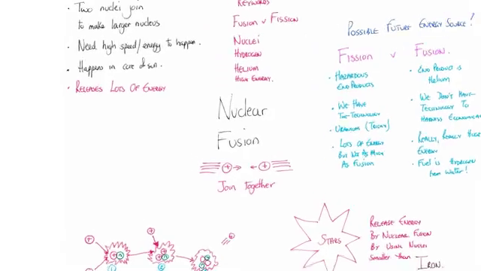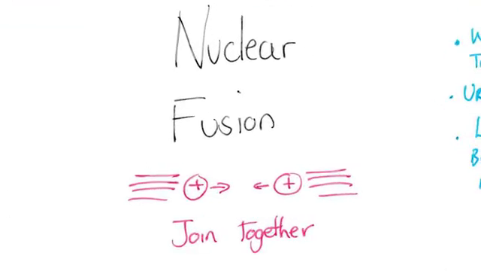Nuclear fusion. Right, you need to know the difference between nuclear fusion and nuclear fission. In nuclear fusion, you join together the nuclei. In nuclear fission, you are splitting. Make sure you know that. Fusion's got one S, fission has got two S's and is spelt with an I. F-I-S-S-I-O-N, fusion F-U-S-I-O-N.